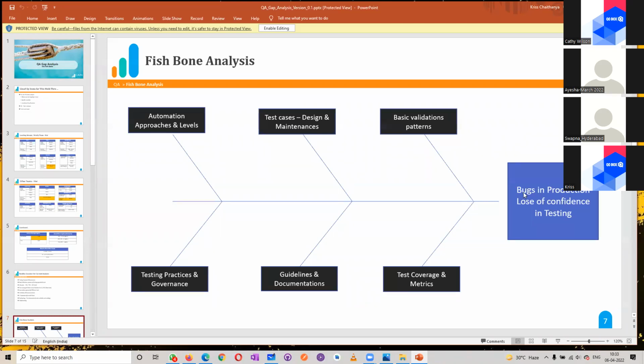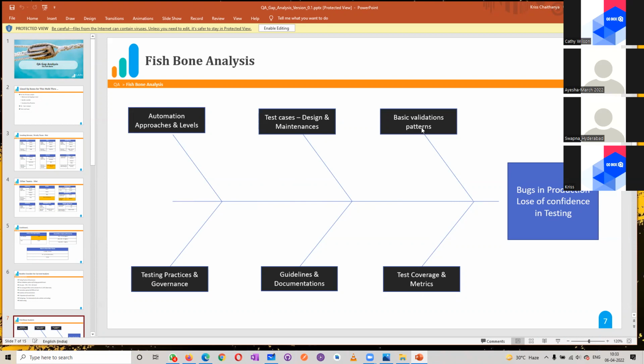Now here you're seeing it, right? The bugs in production, I have a lot of bugs in production. Because of this, the team will lose confidence in the testing. So this is the problem statement. Now, what are the root causes for this? If you see here, this is like a fishbone. When we remove the fish flesh, you will see a middle vertebra and then multiple vertebrae, right? The same way, here we can have that particular thing. And these are the reasons.